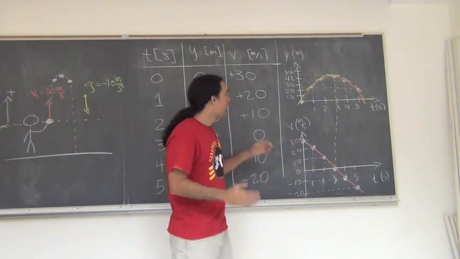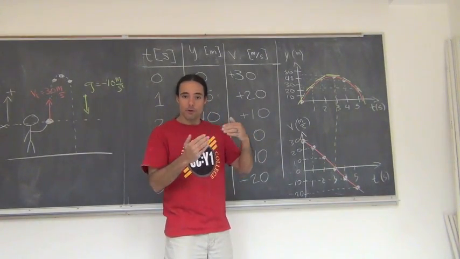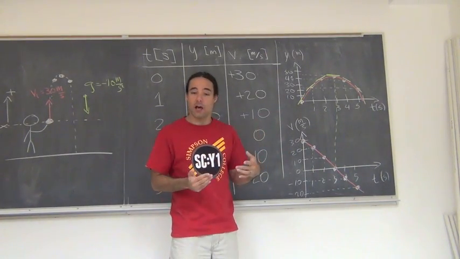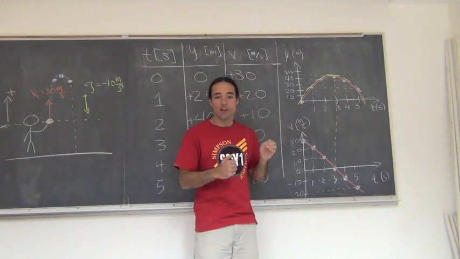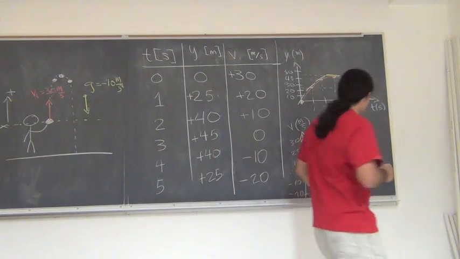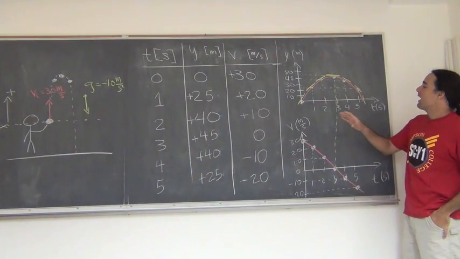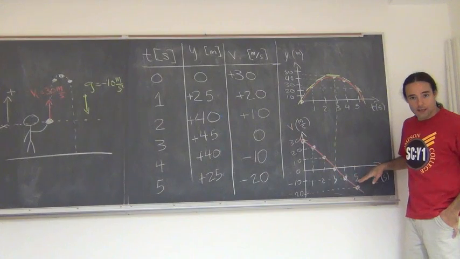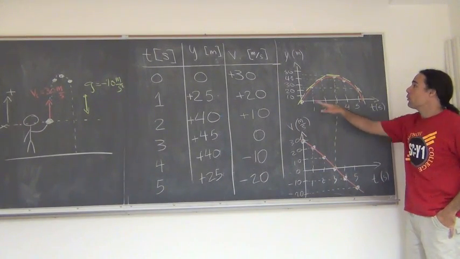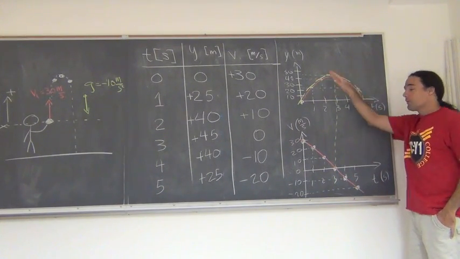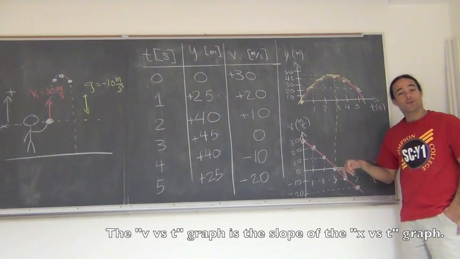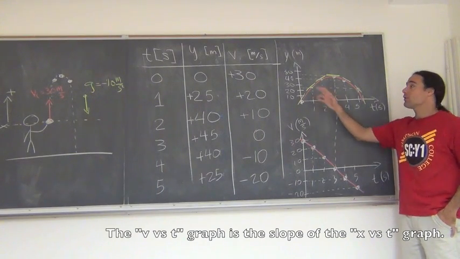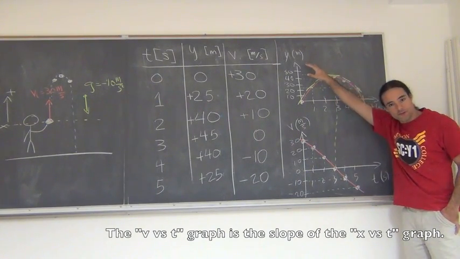The same thing, the same rules about slope being equal to velocity works even if velocity changes. The slope at any given time tells me the velocity at that time. Another way to put that is to say that the velocity versus time graph is equal to the slope of the y, the height versus time graph. Say that again. The velocity versus time graph is identical to the slope of the position versus time graph.